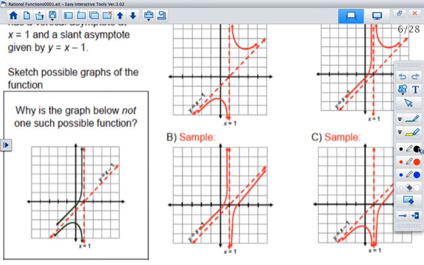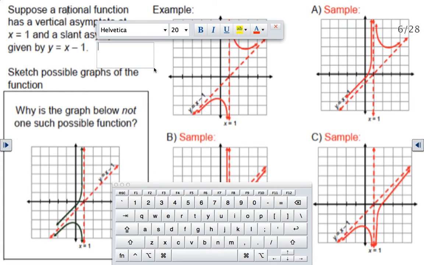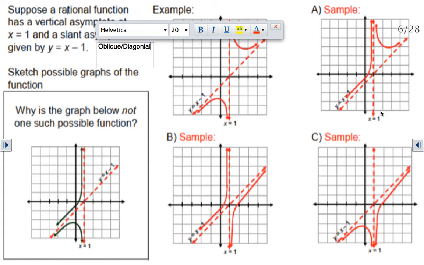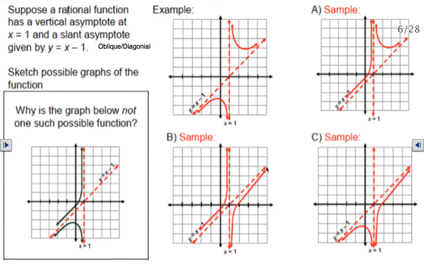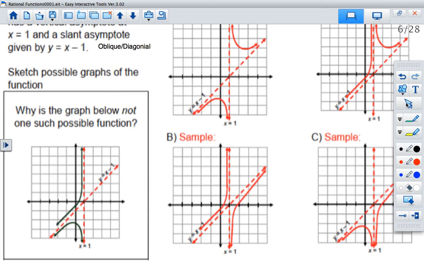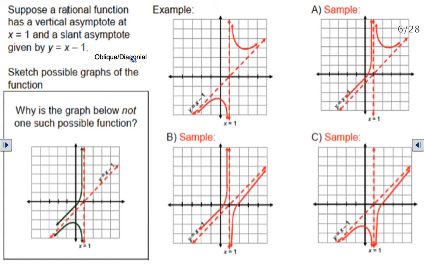Let me see if I can remember how to spell oblique. O-B-L-I-Q-U-E, I believe, or diagonal, D-I-A-G-O-N-A-L. If I misspell that, let me know tomorrow. You guys know me. I'm a great math teacher. I'm an absolute horrible spelling teacher. So slant asymptotes are also called oblique or diagonal.